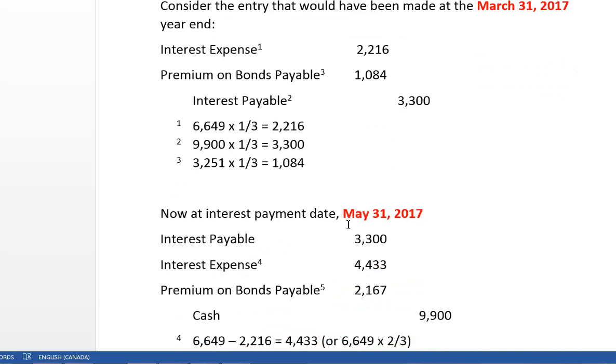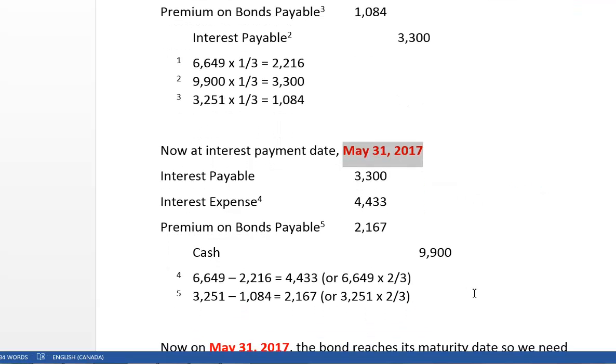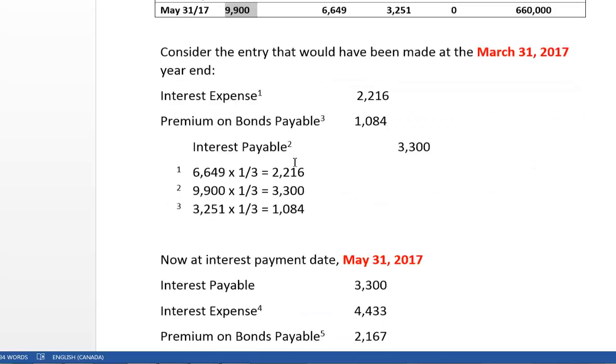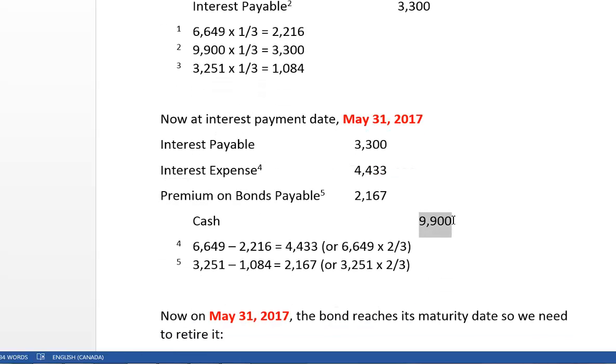Now what we'll do is, at May the 31st, what's our entry going to look like? Well, first of all, May the 31st is an interest payment date. We know from our chart that we're going to pay out interest of $99.00. So we'd credit cash. Part of what we're paying out is what we accrued at March 31st, so we're going to debit interest payable. Now we need to figure out numbers for interest expense and the premium on the bonds. This interest expense is what we would have recorded for 2 months of 3, the months of April and May. That takes us to May 31st.